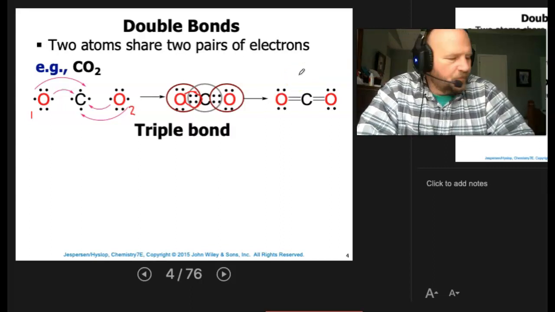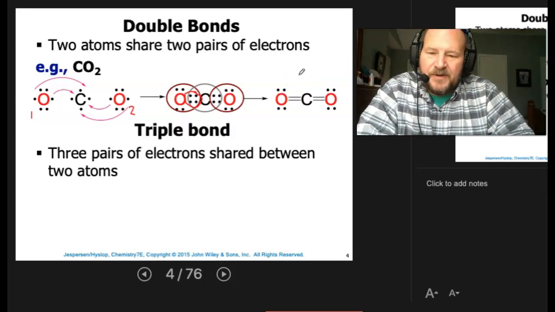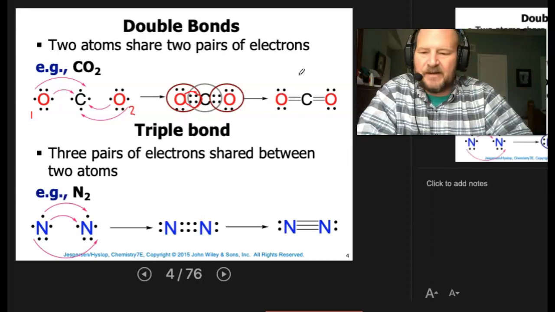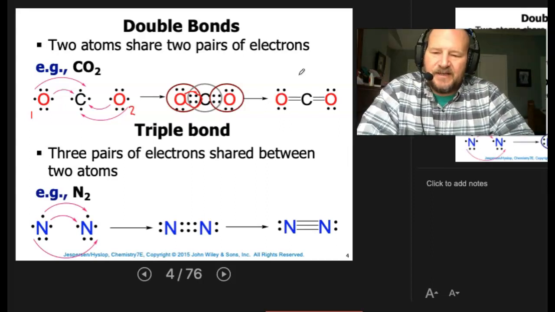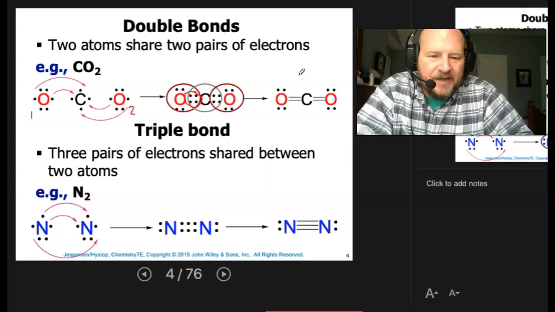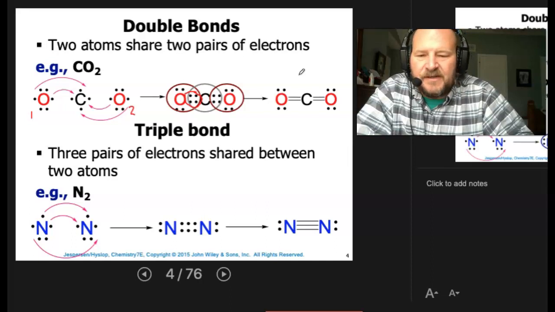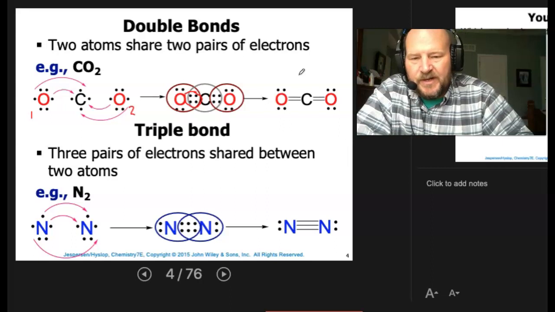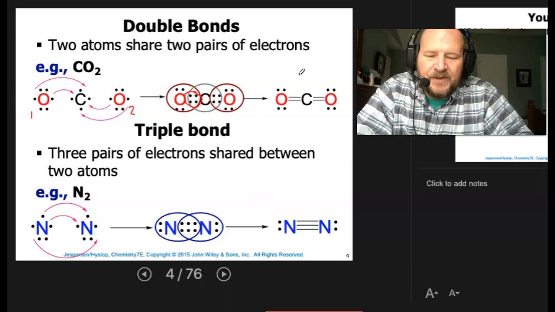Now we can also have a triple bond, and that means that three pairs of electrons are going to be shared between two atoms. So for instance, if we look at nitrogen as a diatomic, nitrogen has three electrons in its outer shell that are single and it can use for bonding. And so it's going to make three pairs of electrons. Here we can see those three pairs get shared with both nitrogen one and nitrogen two.